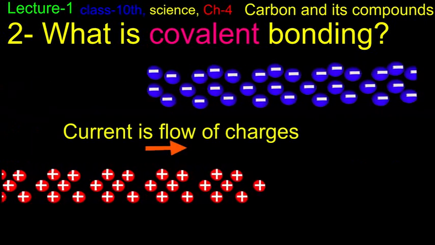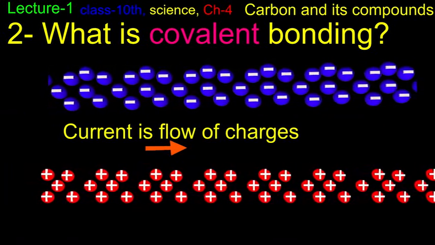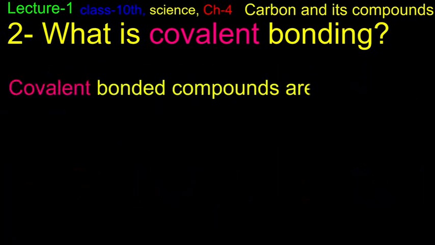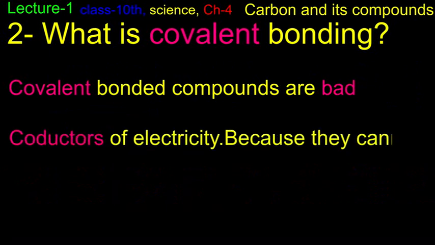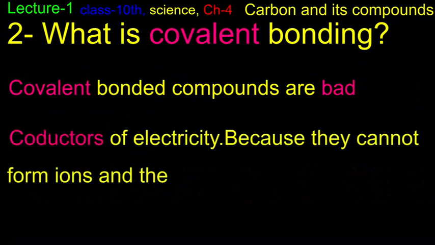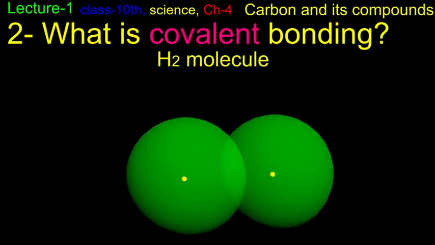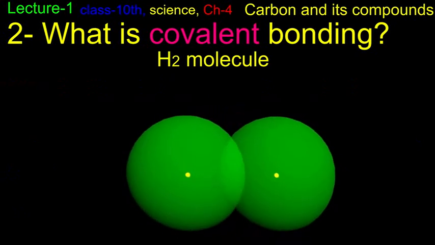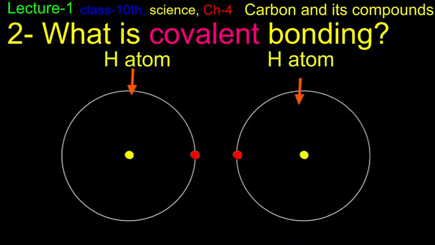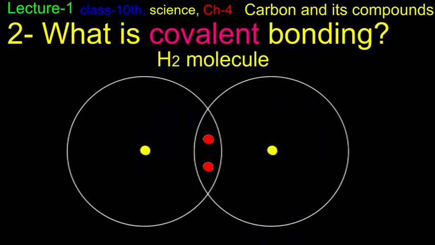You know that the current is net flow of charges, therefore covalently bonded compounds are bad conductors of electricity because they cannot form ions, and the electrons are also not free to carry current. Let us see H2 molecule. Here 2 atoms of hydrogen share electrons with each other, because in first cell the maximum number of electrons that can be accommodated is 2.